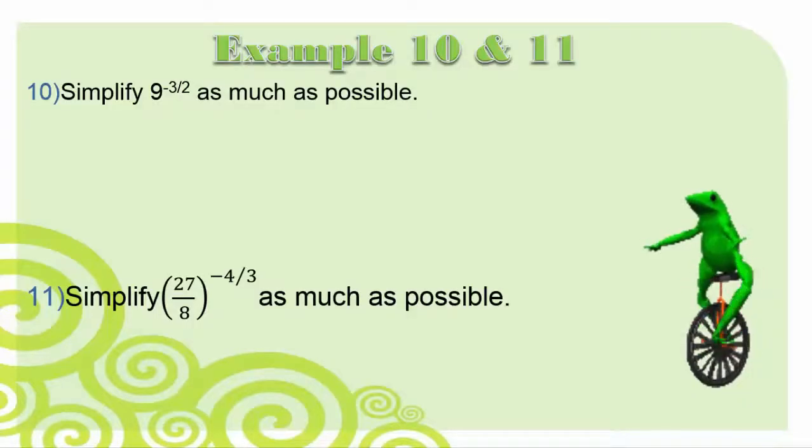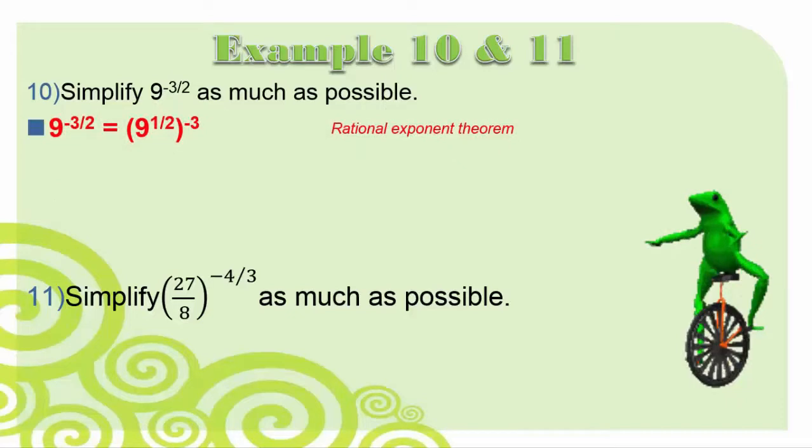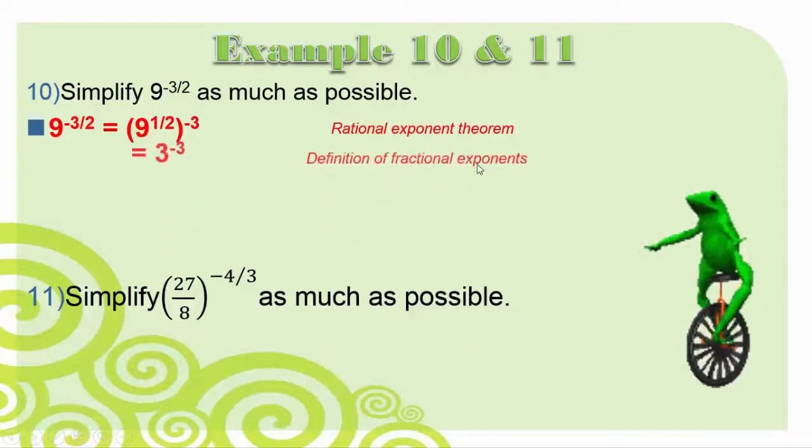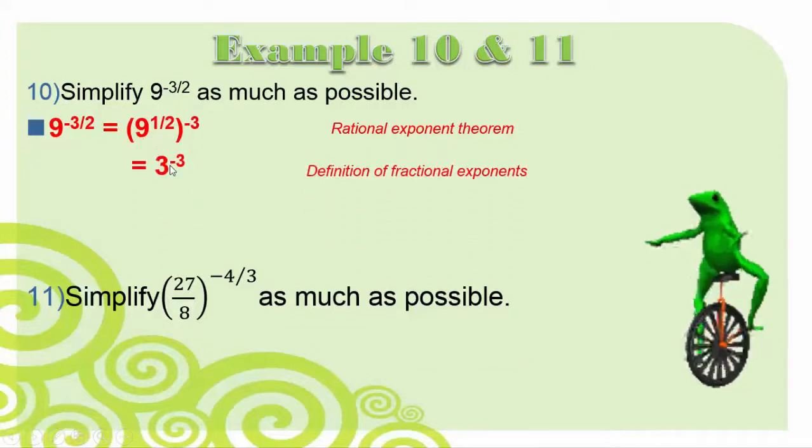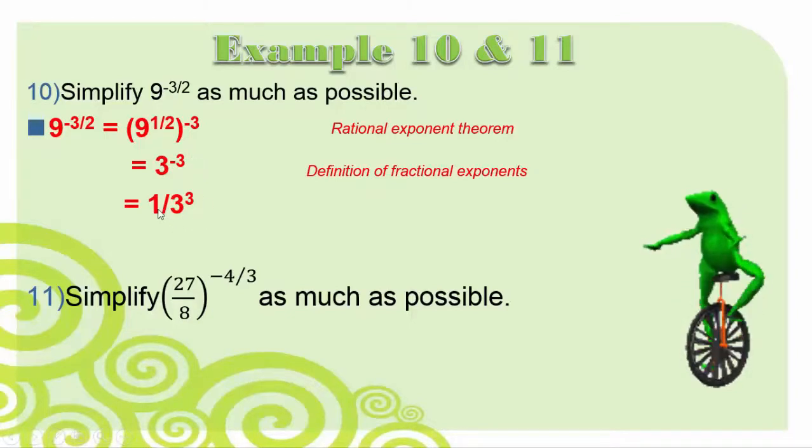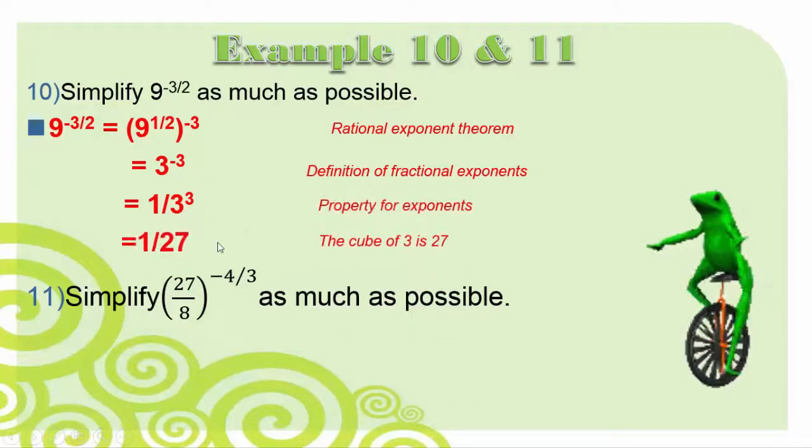Reviewing what we just did in example number 10, we put the negative 3 on the outside and the 1/2 on the inside of the bracket, so we see we have now the square root of 9, and that's from the rational exponent theorem. Then we know that the square root of 9 is 3, so now we have 3 to the negative 3 from the definition of fractional exponents. And then using our exponent rules, because it's a negative power, we have to put it 1 over 3 cubed. And then 3 cubed is 27, so it's 1 over 27.